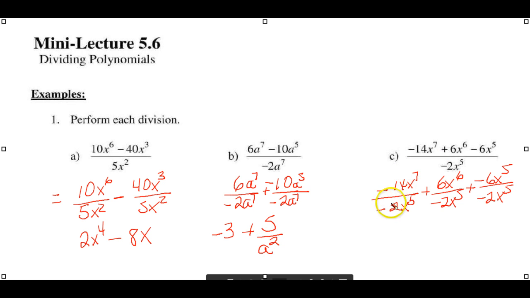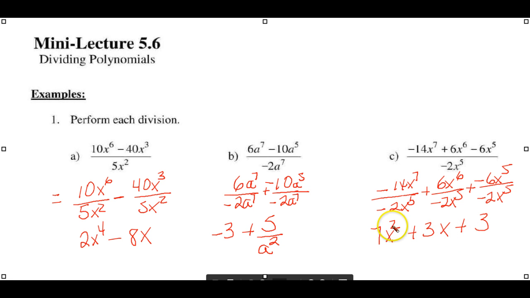And here we simplify, watching the signs carefully. Positive 7x to the second, positive 3x, and this is just a plain positive 3.